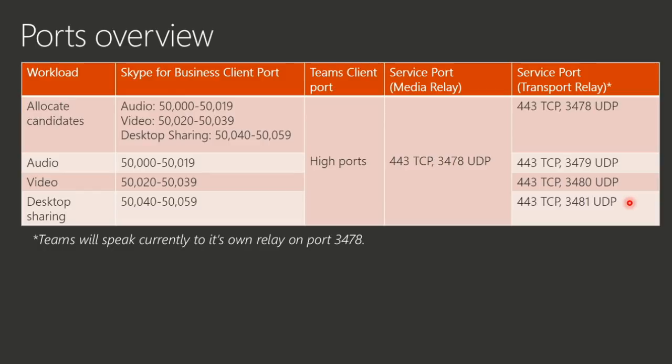When the Teams client talks to its own transport relay, as discussed, it will be UDP 3478 always. We plan to change that as well. So eventually, you will be able to look at the Teams stream and say, oh, this is going from this source port, so I know that it's audio, to this destination port, so I know that it's audio. At the moment, we're still working on that.